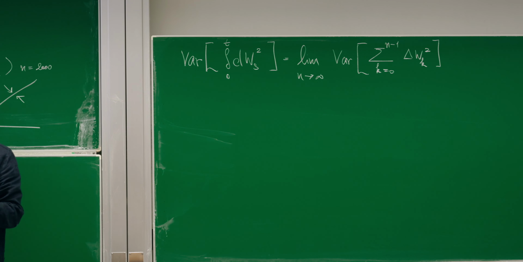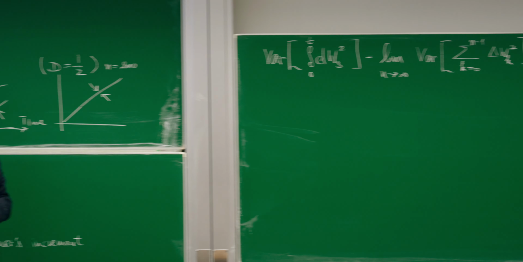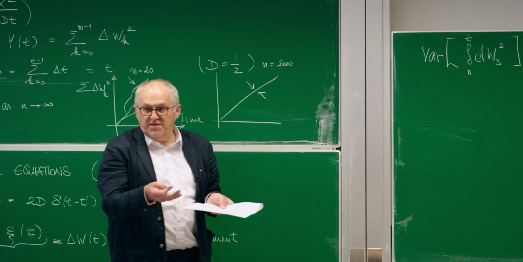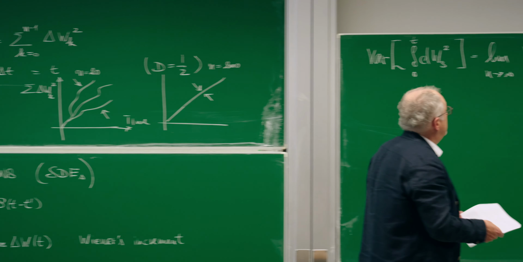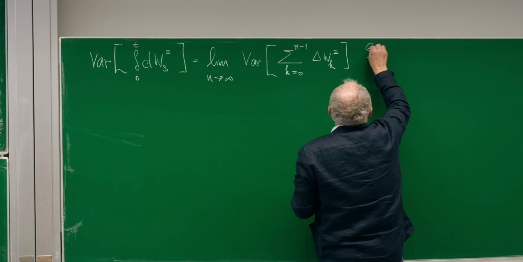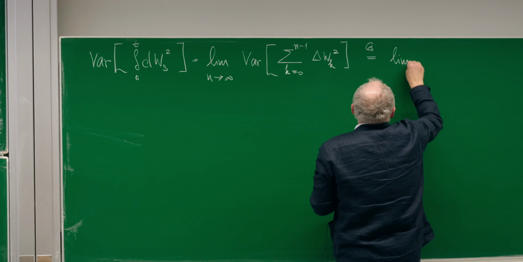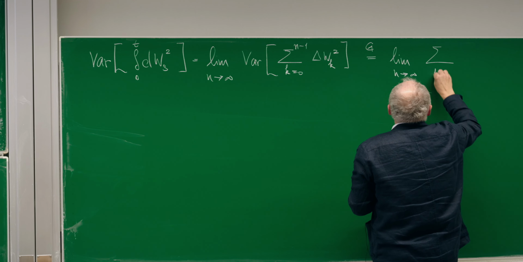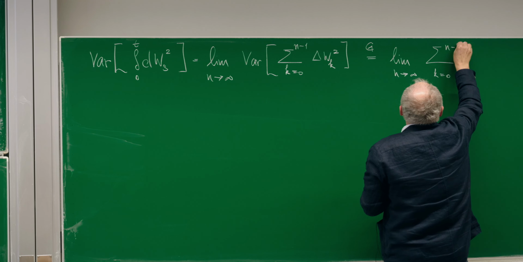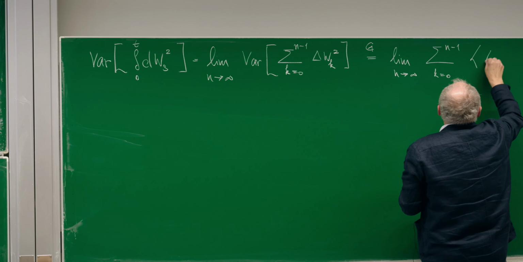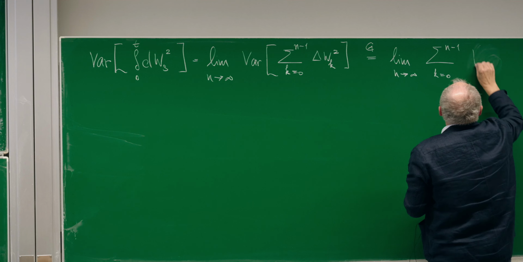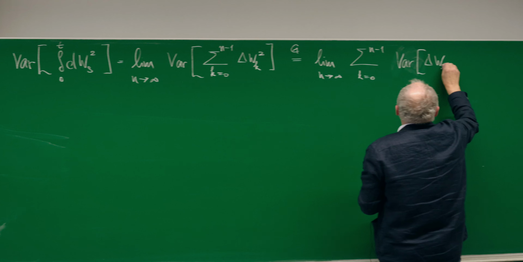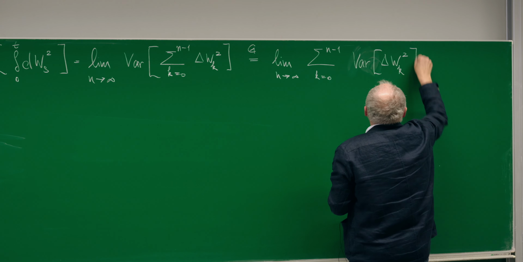It's a variance of a sum, and each element there is from a random variable that's Gaussian. And you know that the variance of a sum is a sum of variances of the same thing. So because this is Gaussian, the limit of n going to infinity of the sum from k equals 0 to n minus 1 of the variance of delta w k squared.